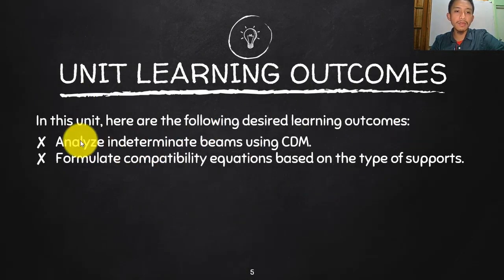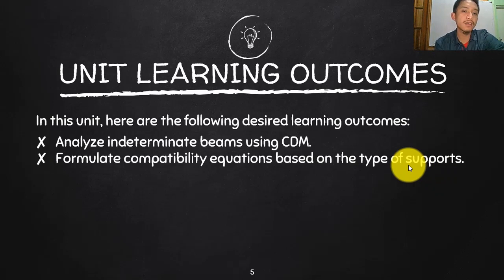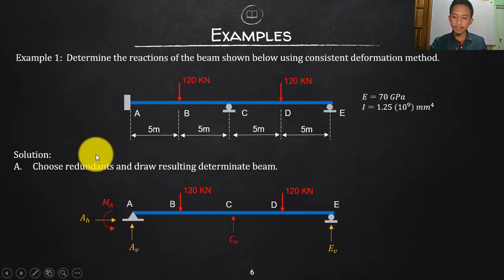In this unit, we will be analyzing indeterminate beams using CDM, the consistent deformation method, and of course formulating compatibility equations based on the type of supports. If you recall your moment area methods of determining deflections and rotations, you will need these in creating your compatibility equations. Let's discuss these beams by having examples.